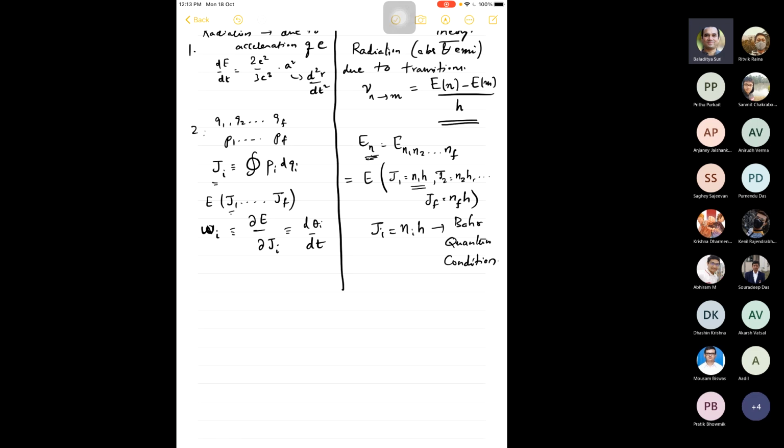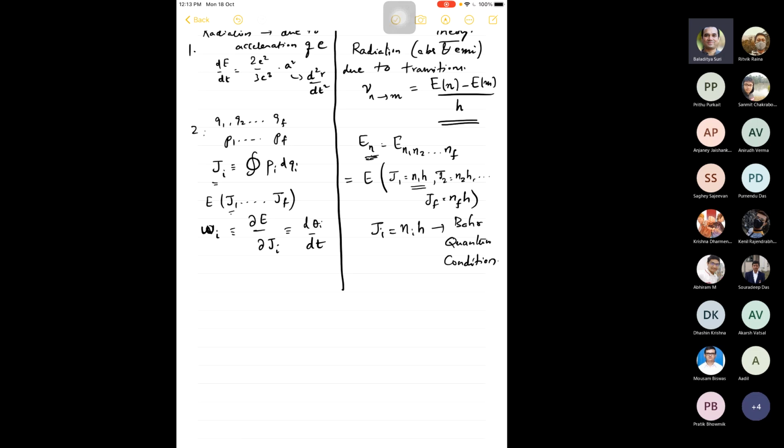In the case of the hydrogen atom, the integrals and other things will be a little more involved. You can take the help of Mathematica and other standard references. I'll also give you references where you can find the solutions for those integrals, and you will see that by doing the maths, you will get Bohr's quantum conditions for the hydrogen atom exactly.